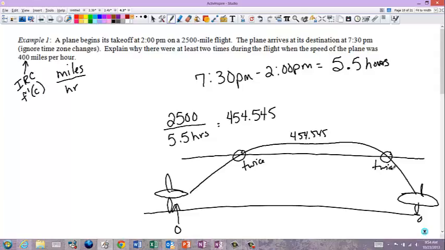So you would say, because of the mean value theorem, the average speed has to equal the instantaneous rate of change at least once. So he had to have gotten up to 454.545, and therefore he had to pass through 400 at least twice.